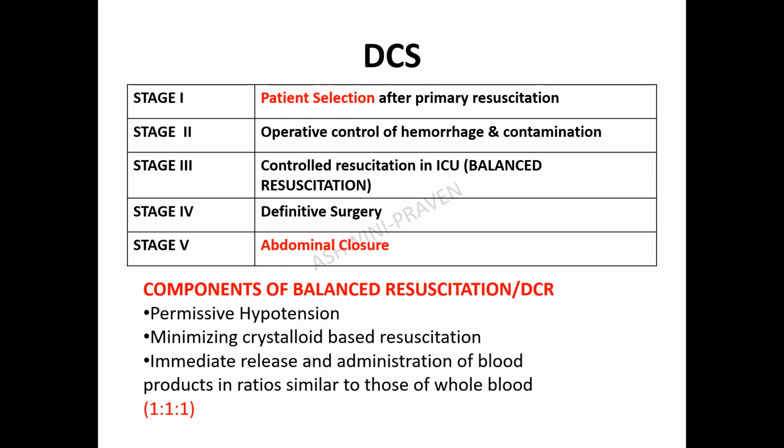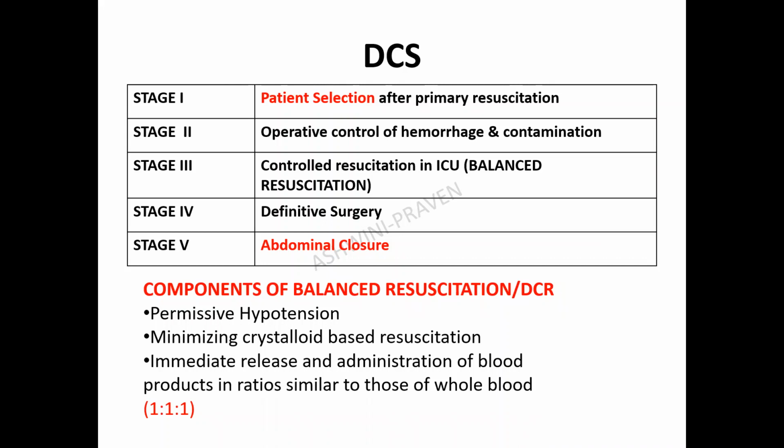So I repeat this slide quickly since it is very important. Stage 1 is called primary resuscitation. Don't do it in the emergency room. Do it only in the operation theater as much as possible. After a quick resuscitation, take up the patient for surgery. Do a control of hemorrhage and active infection. Once it is controlled, shift the patient to ICU. What we do there is called balanced resuscitation.